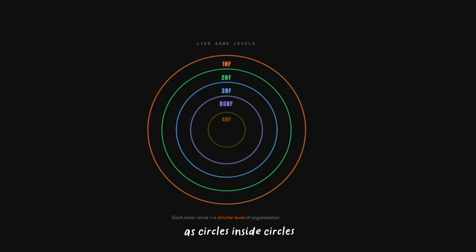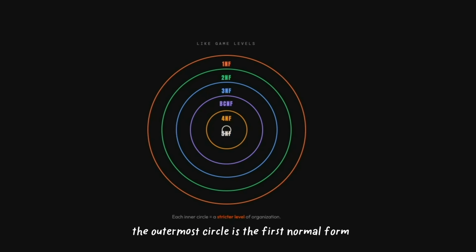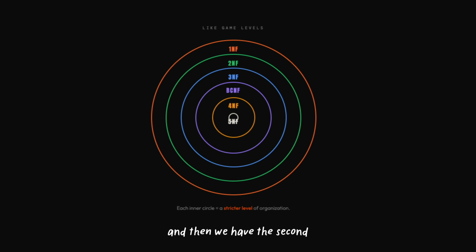If you look at this diagram, you will see that they are represented as circles inside circles. The outermost circle is the first normal form. And then we have the second, the third, and then there's this one called the Boyce-Codd normal form. I don't know if I'm pronouncing that right. But then there's the fourth and then there's the fifth.